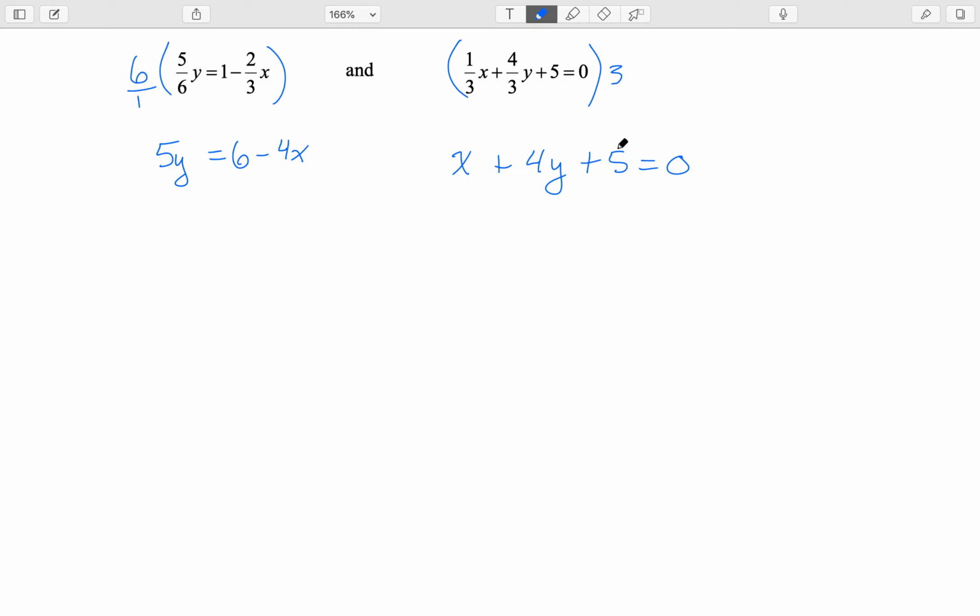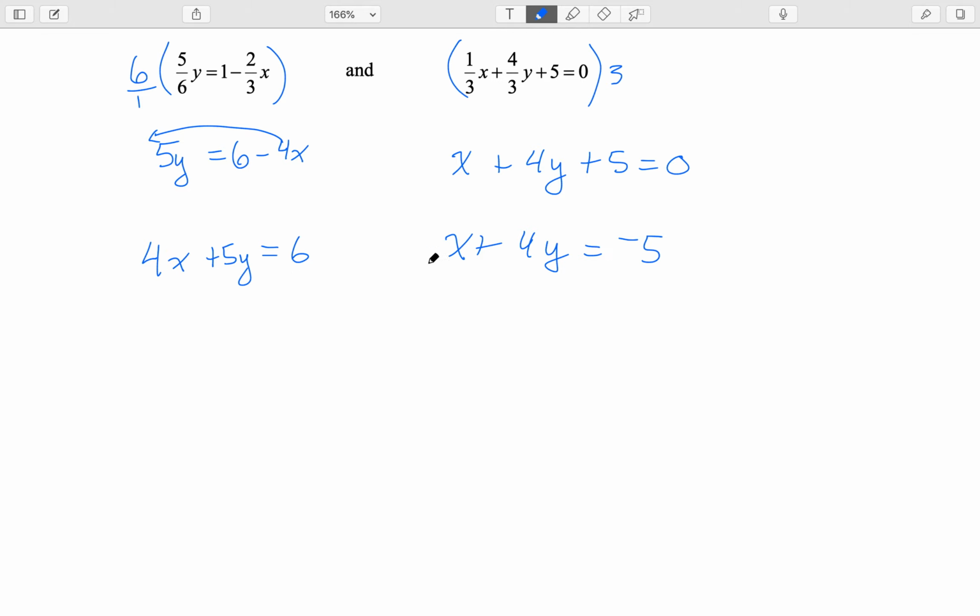So watch. I'm going to move this over. X plus 4y is equal to negative 5. And in the same way, I've got x's and y's on opposite sides. What if I go plus 4x to both sides? So in other words, if I move this one over here, look what I get. I get 4x plus 5y is equal to 6. Okay, so I've got x's, y's equal to number. X's, y's equal to numbers. Okay, so they're in the same order.